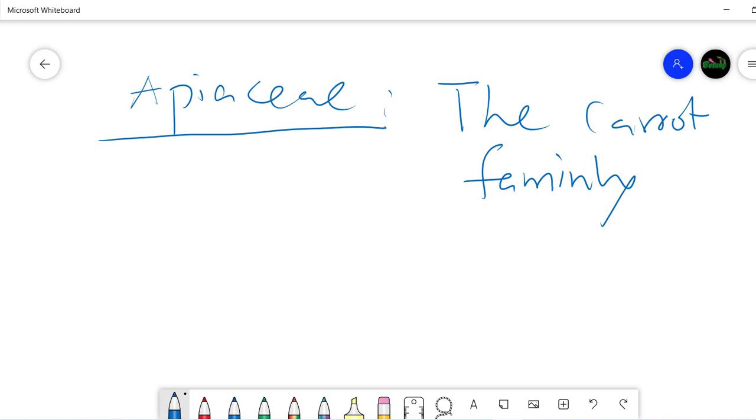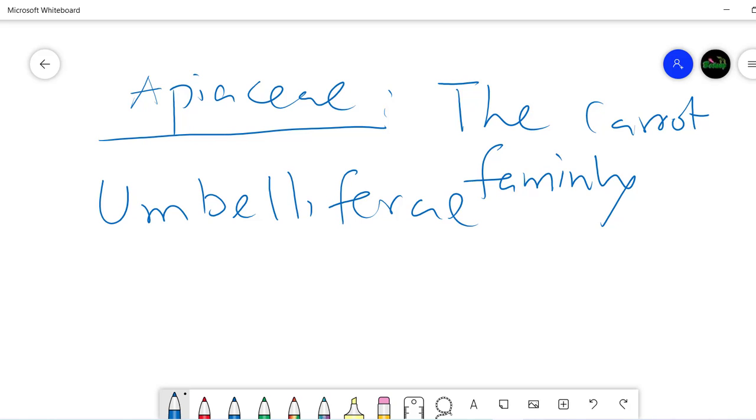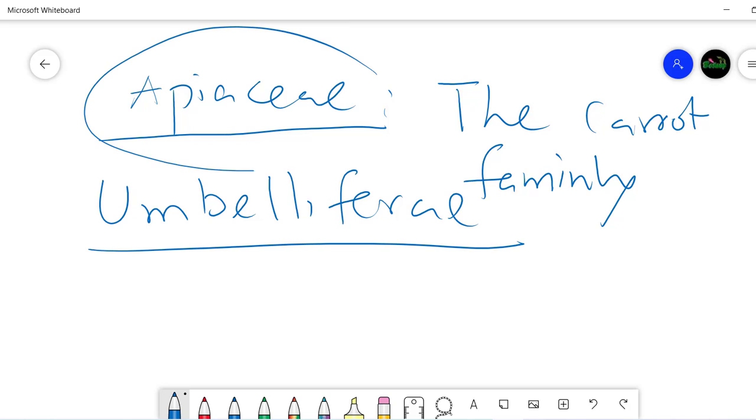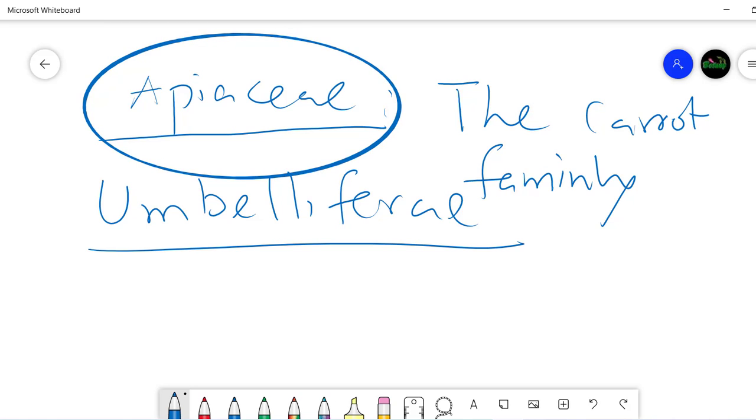Its previous or older name was Umbelliferae. Since this name was not according to the rules of nomenclature, the ICN, International Code of Nomenclature, previously ICBN, International Code of Botanical Nomenclature, various older names of different families like Umbelliferae were revised and given new names such as this one, Apiaceae. So it was Umbelliferae and now it is known as Apiaceae.